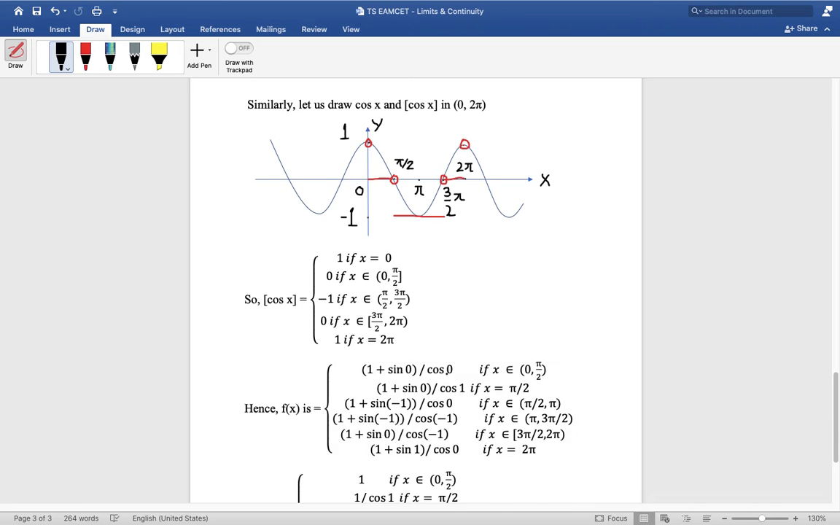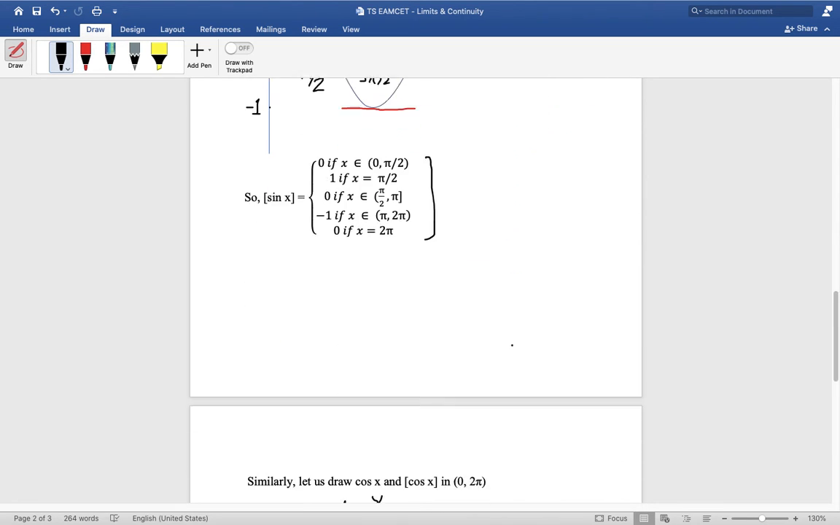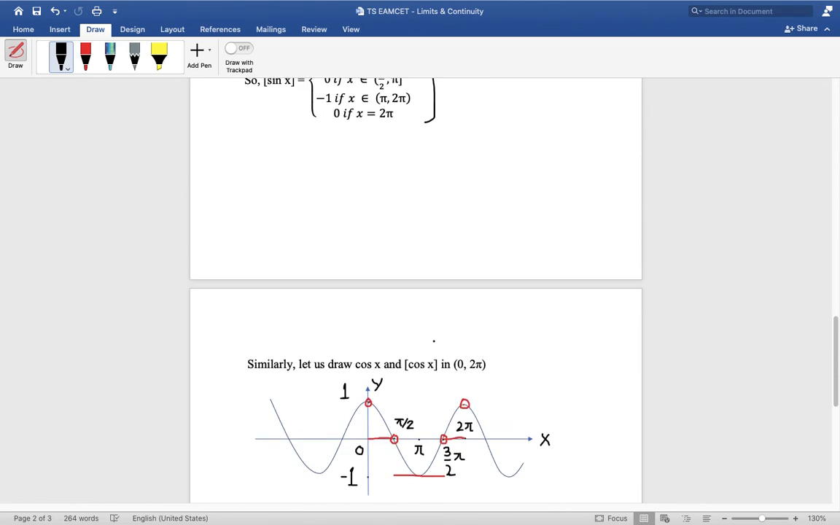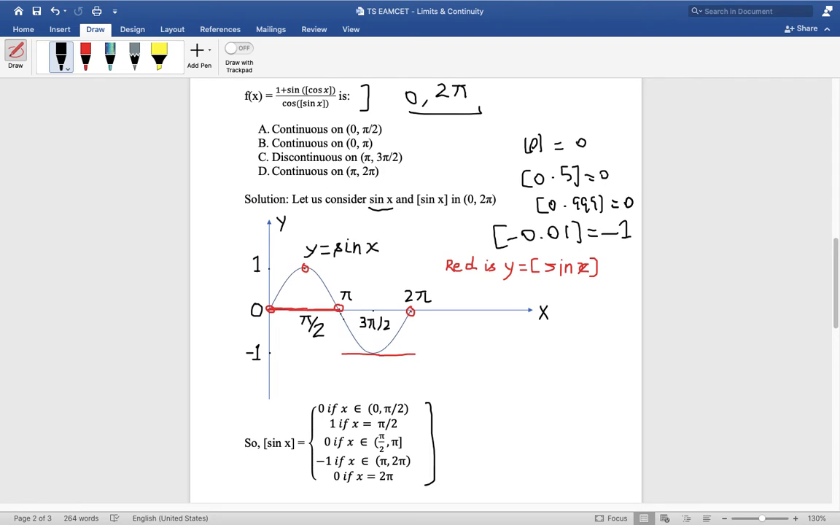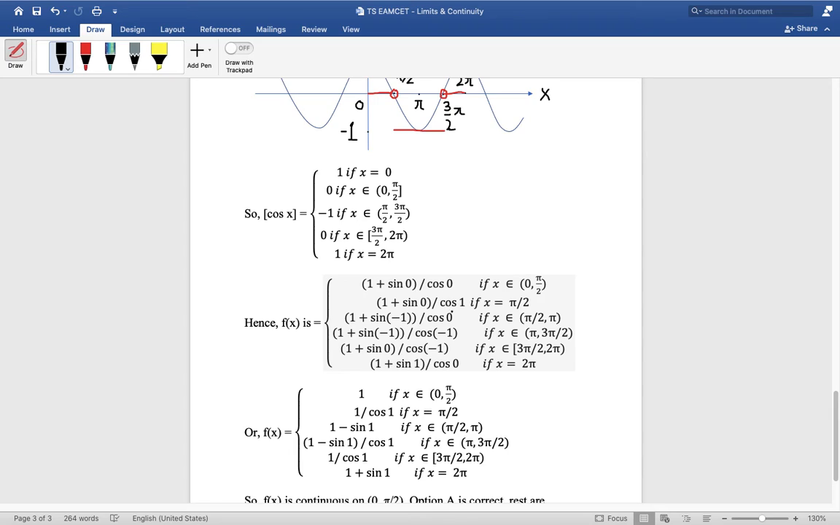How do you get cos 0? In the function you have cos of greatest integer of sine x. What is the value of greatest integer of sine x when x equals to pi by 2? It's 1, right? So over here, when x equals to pi by 2 it becomes cos 1. But when x is between 0 to pi by 2, greatest integer of sine x is 0. So this will become cos 0. What is cos 0? Cos 0 is 1. So over here you see cos 0, and over here you see cos 1. Sine 0 stays the same, and the value is also 0.